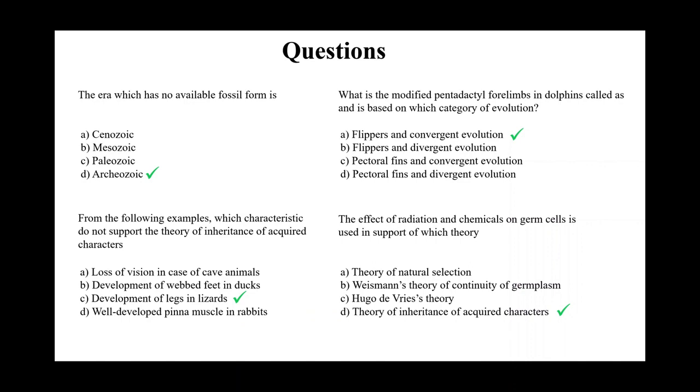Okay, the next set of questions are: who disproved the theory of inheritance by acquired characters? Then, which among the following metals is used to determine the age of fossils? What is the connecting link between cartilaginous and bony fishes? And what is the principal factor for natural selection as recognized by Darwin and Wallace?